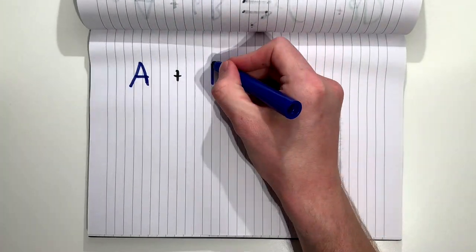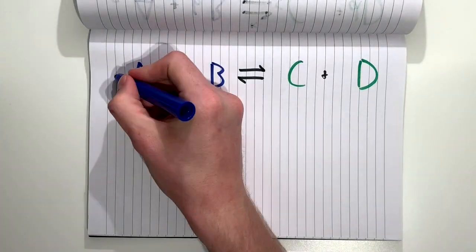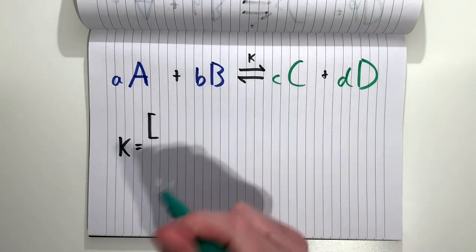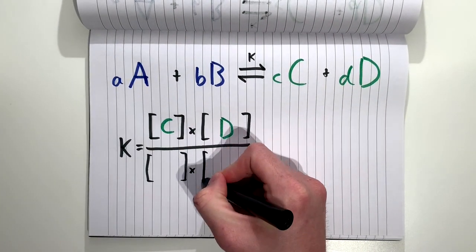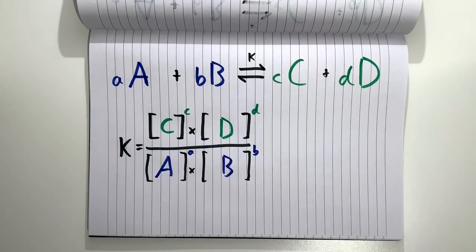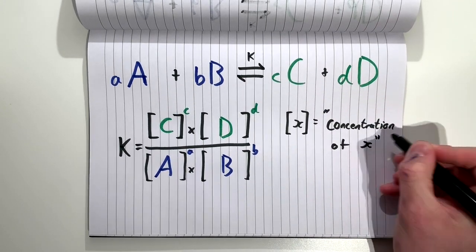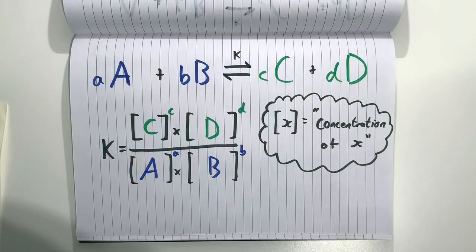For a general reaction, with reactants A and B combining to make products C and D, balanced with lowercase letters, we can calculate the equilibrium constant K with the following equation. The square brackets just represent the concentration of whatever's inside those brackets. Products of the forward reaction always go on the top and reactants go on the bottom.